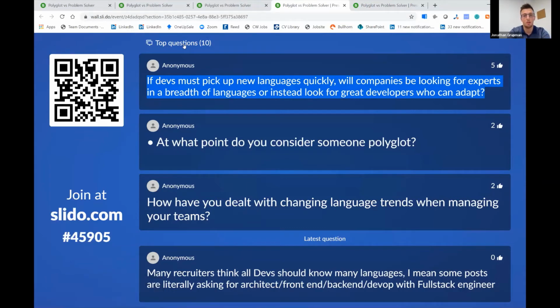If devs must pick up new languages quickly, will companies be looking for experts in a breadth of languages, or instead look for great developers who can adapt? Okay, so first of all, I don't think devs must pick up new languages quickly.